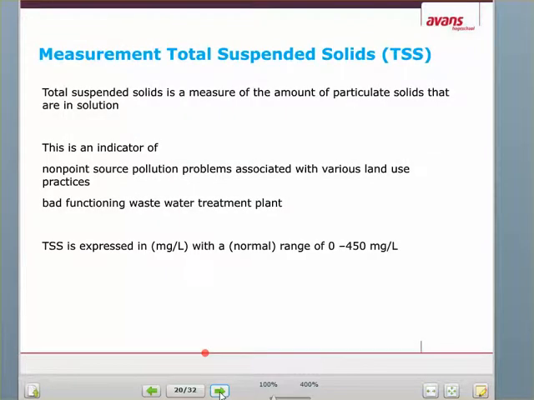So TSS is a good indicator of non-point source or suspended solids, and it's expressed in milligrams per liter, and there are normal ranges between 0 to 450, but this depends if it's drinking water, if it's swimming water, if it's open water, and you'll have to look up all of these norms. As I mentioned, it's on the Blackboard site, so you don't have to look too far to find them.